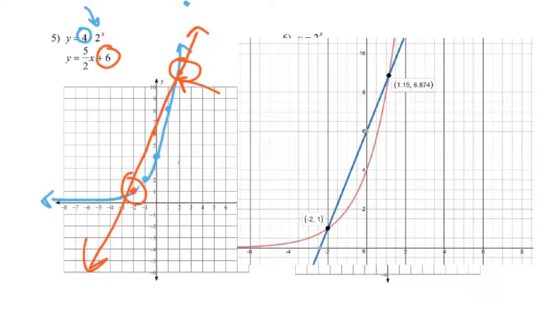Okay, the colors are just swapped, but we had that one right, negative 2, 1, but it also crossed right here at 1.15, 8.874. So that's why having a graphing utility can help you out more so. And those would be our two solutions. When you're dealing with stuff that's not linear, sometimes you can have more than one solution. And there we go.